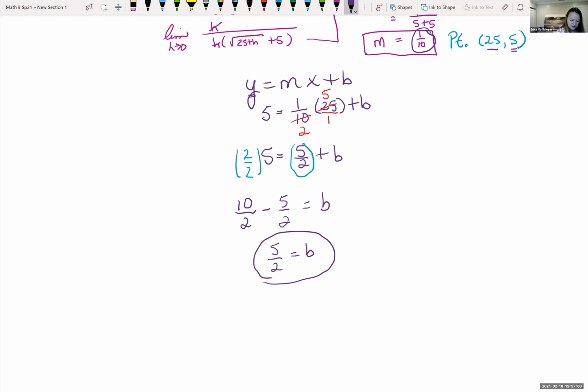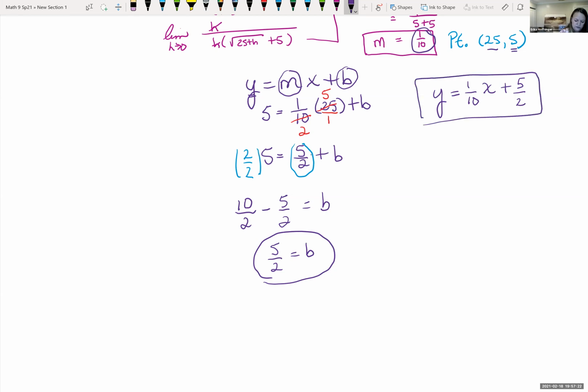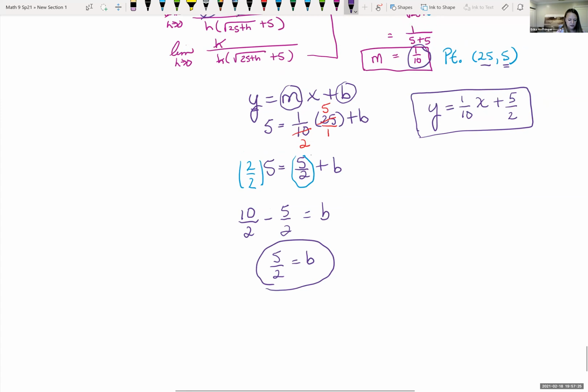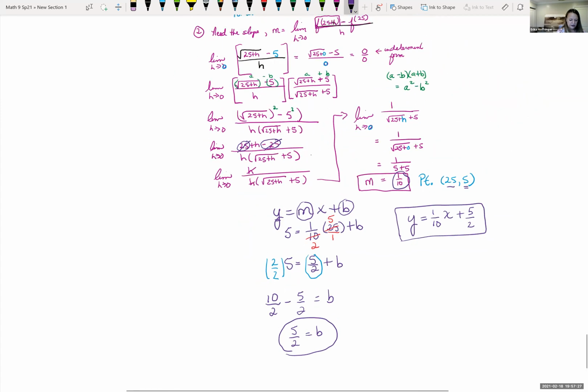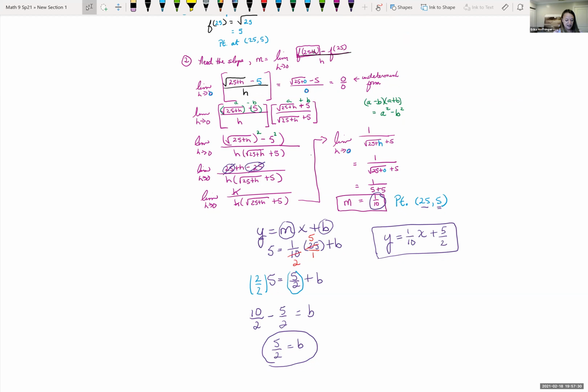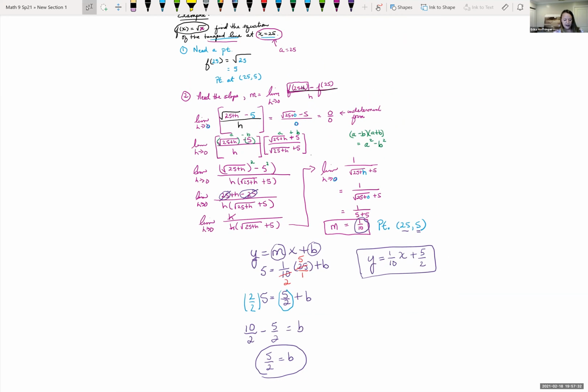Now we have the equation of the line. We know what our b value is and we know what our slope is. Plug those into y equals mx plus b, and that's the equation of our tangent line. So y is equal to 1/10 times x plus 5/2. Okay, so we just found the equation of the tangent line of the square root of x at x equals 25.